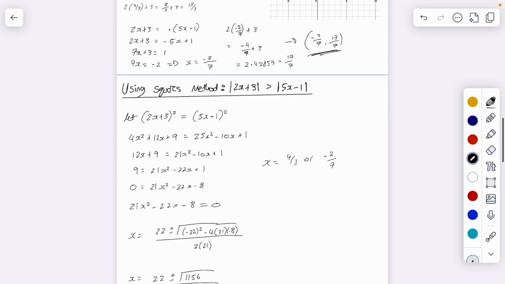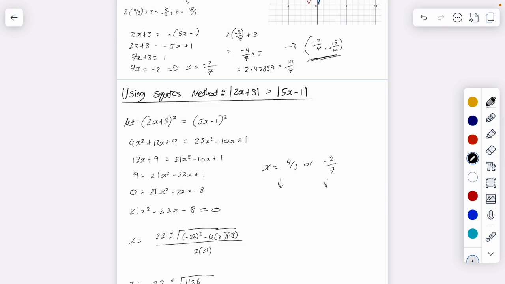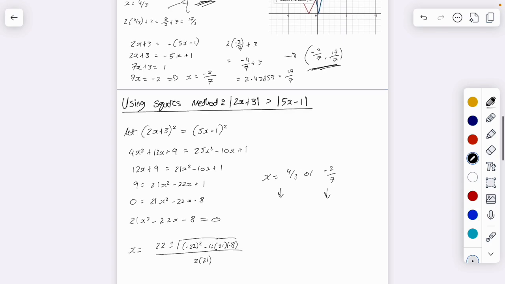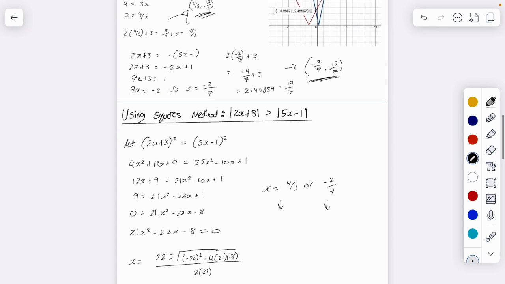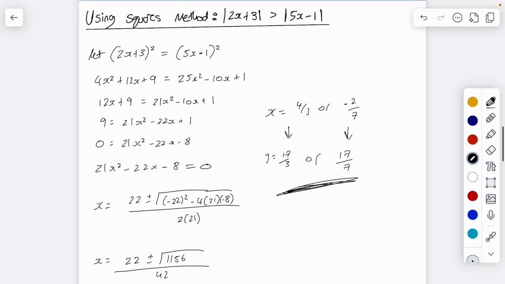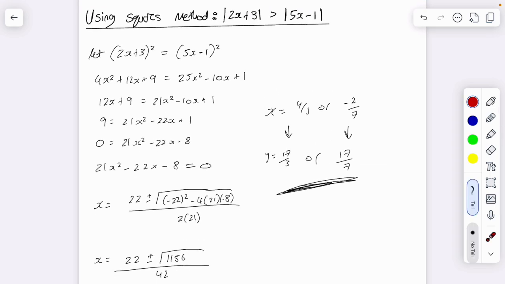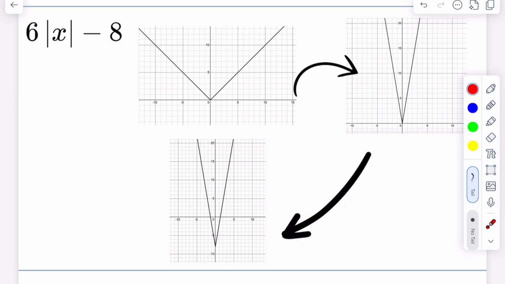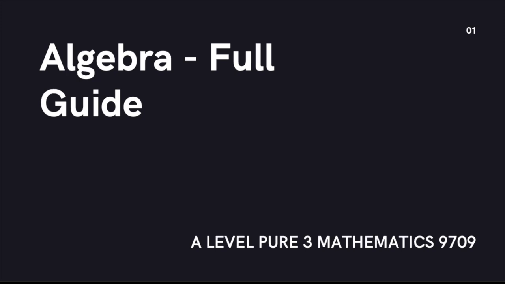From here, plugging in, we know that we're therefore going to get 17 over 3 or 17 over 7. So that's going to be the final answer using the squares method. A little bit different. By all means, use whatever method you want, but this can often be quicker if you're stuck on time.